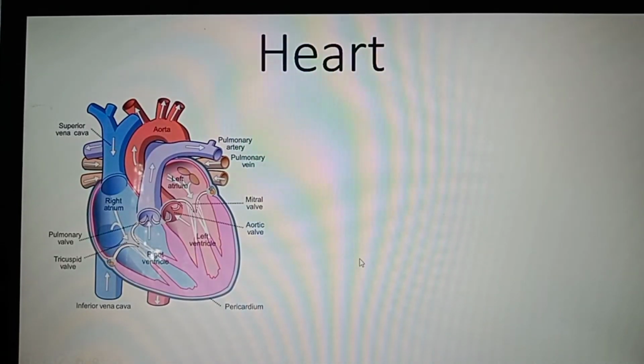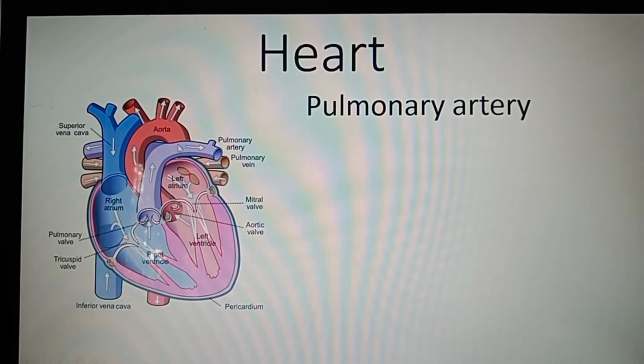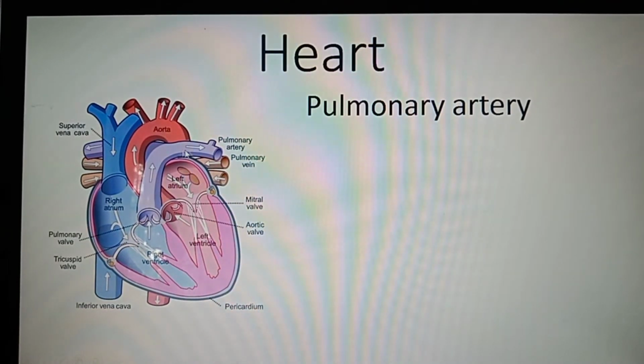Next, part of the heart. Tingnan nyo. Pulmonary artery. Di ba ang trabaho ng artery?